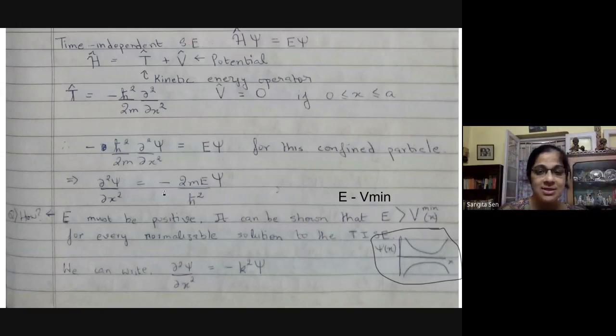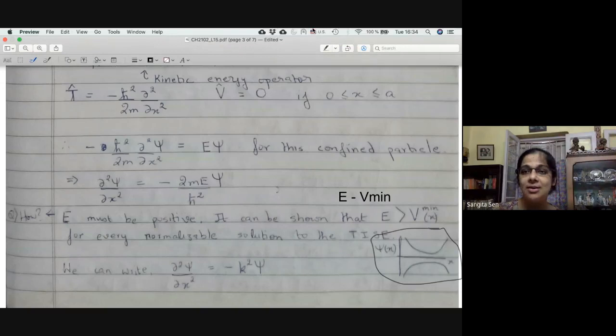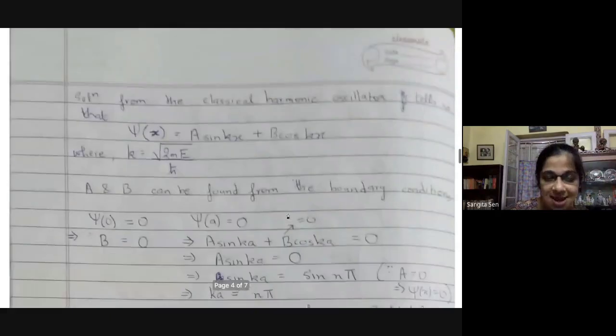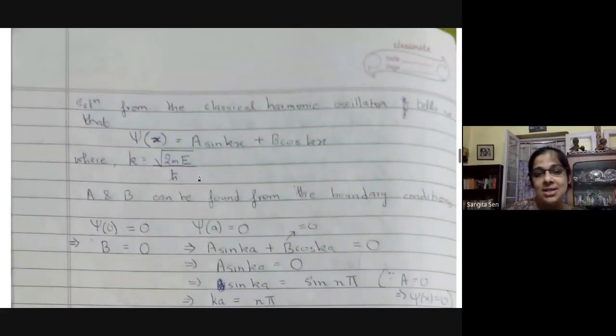So we will simply stick to E greater than 0 solutions here. And how do we ensure this? We ensure this by replacing this quantity with k squared. Here there is the implicit assumption that we only want solutions where E is greater than 0. And this is again the classical harmonic oscillator equation, and we know the solutions as before: a sine kx plus b cos kx, where k is again root of 2mE by h cross.